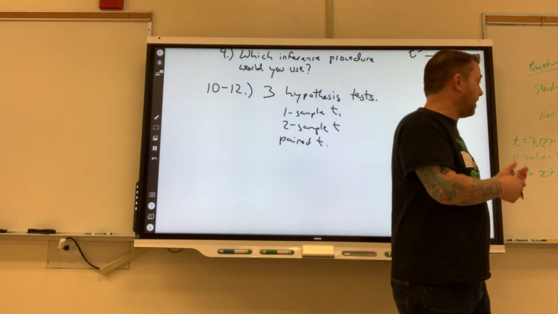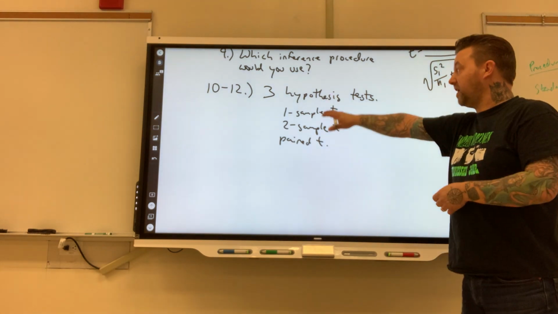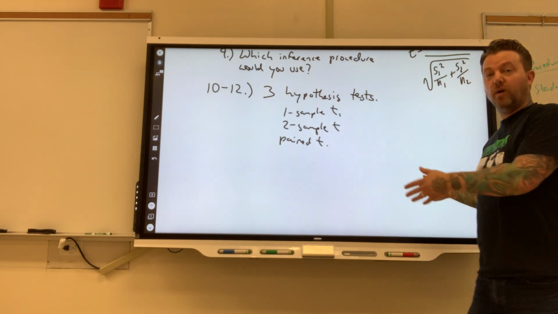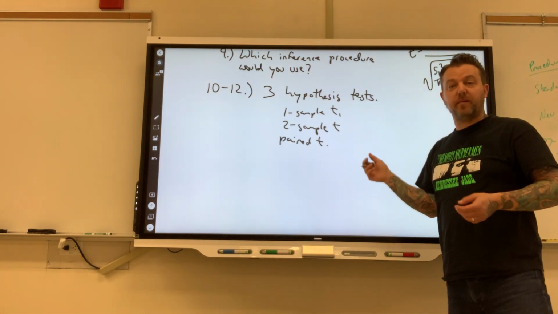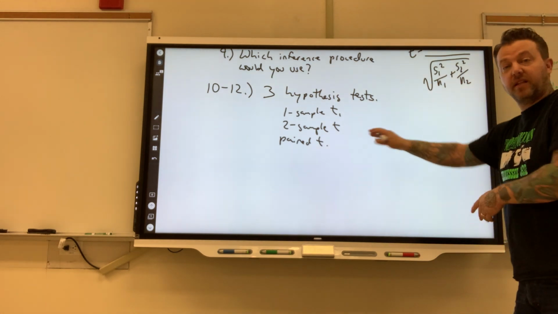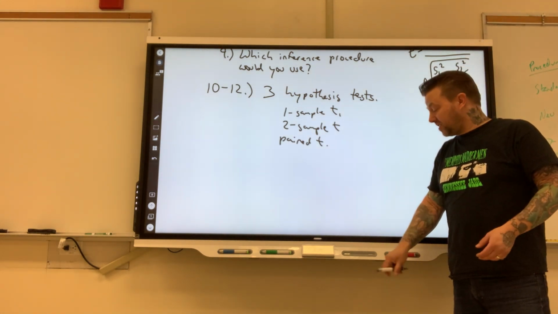I might ask you about, you know, on the matched pairs, I might say, what would look different for you to do a 2 sample, or if it was a 2 sample, how could I have made this a matched pairs? Something like that. Anything like that. Okay? And that's it. That's your whole test.